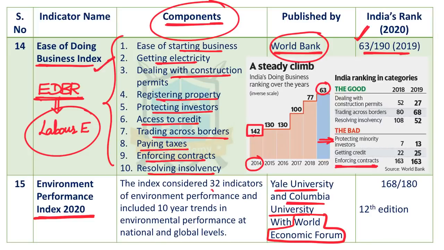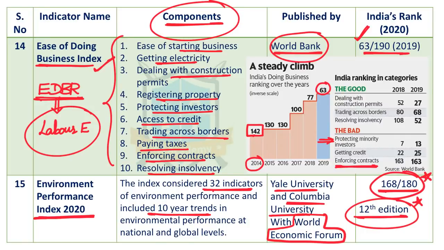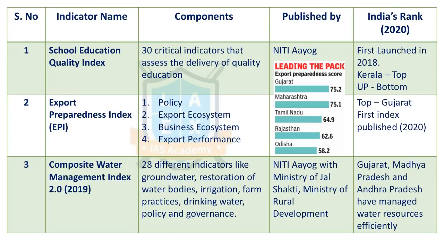In this index, 32 indicators are covered and 10-year trends were understood. Based on that, this is the 12th edition of this particular index, and India got 168th position out of 180 countries. That's why it is said that in Environmental Performance Index, India has performed very poorly. Don't confuse Environmental Performance Index with Global Climate Risk Index. Both are different. Now let's understand India-specific indices and reports.